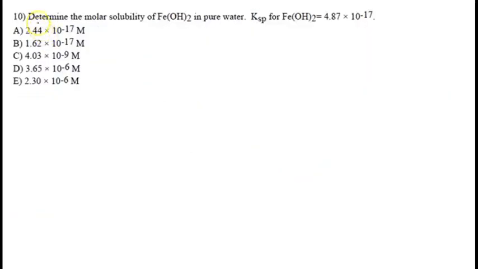Question number 10 states, determine the molar solubility of Fe(OH)2 in pure water. They give us the Ksp value for Fe(OH)2, which is equal to 4.87 times 10 to the negative 17. So molar solubility has to do with Ksp. It has to do with being able to dissociate that solid into its individual ions. So if we see a Ksp value, let's go ahead and get an expression and an overall equation.